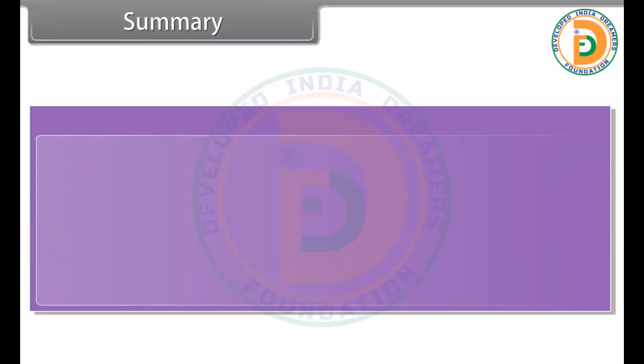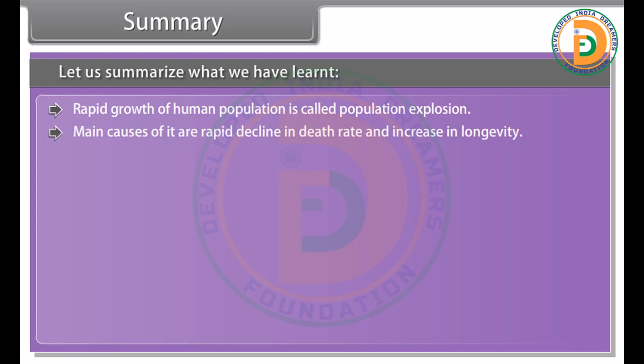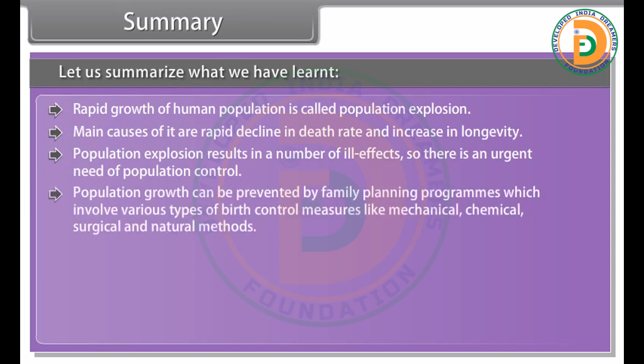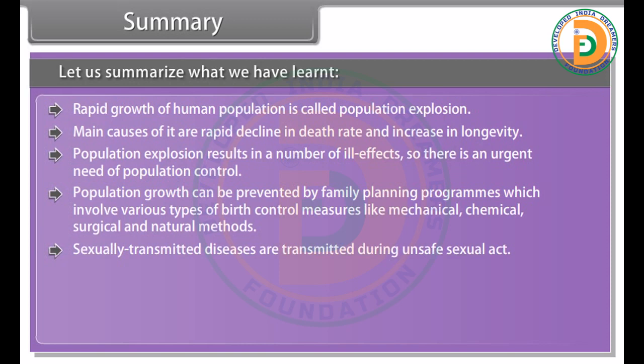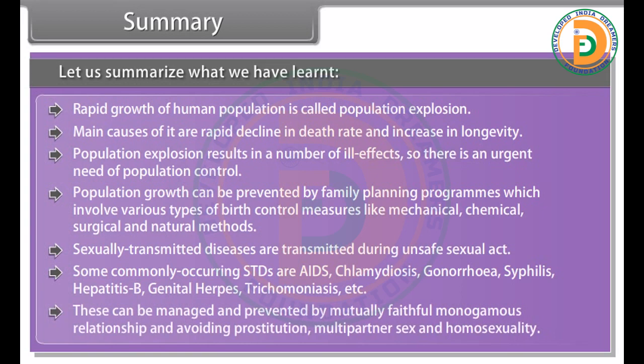Summary. Let us summarize what we have learned. Rapid growth of the human population is called population explosion. The main causes of it are rapid decline in death rate and increase in longevity. Population explosion results in a number of ill effects, so there is an urgent need of population control. Population growth can be prevented by family planning programs, which involve various types of birth control measures like mechanical, chemical, surgical, and natural methods. Sexually transmitted diseases are transmitted during unsafe sexual acts. Some commonly occurring STDs are AIDS, chlamydiosis, gonorrhea, syphilis, hepatitis B, genital herpes, trichomoniasis, etc. These can be managed and prevented by a mutually faithful monogamous relationship and avoiding prostitution, multi-partner sex, and homosexuality.